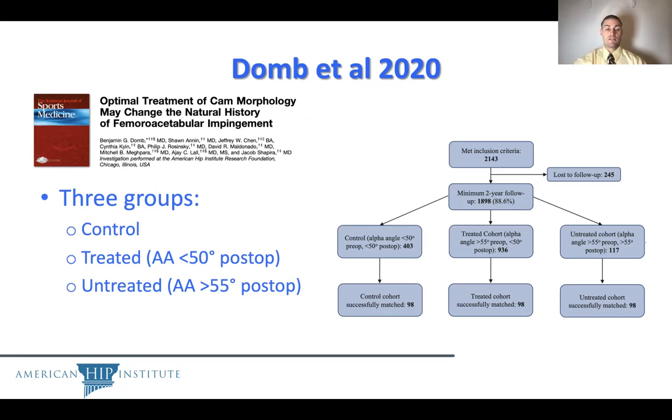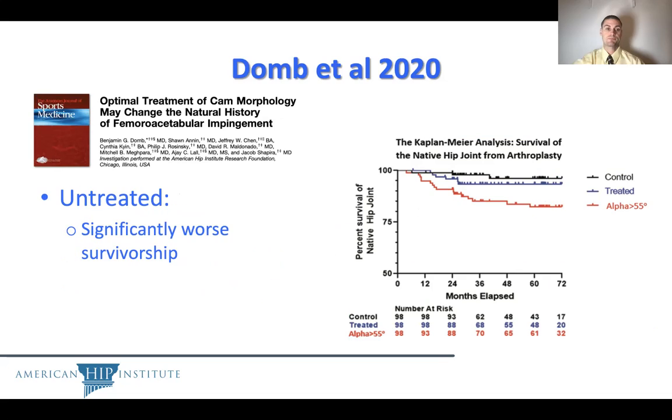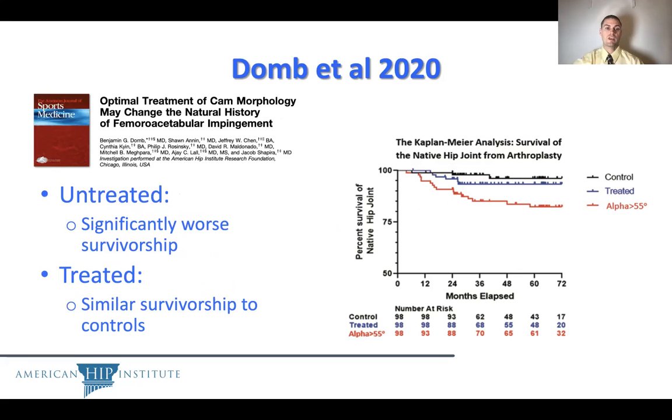Patients in our institution were divided into three groups during a retrospective review, including a control group for patients that did not have a CAM type deformity, a treated group, patients that had a CAM lesion that was adequately resected, and then an untreated group, patients that had an alpha angle greater than 55 after surgery, suggesting an untreated CAM deformity. This study found that there is significantly worse survivorship in the untreated group as seen here. Additionally, the treated group demonstrated similar survivorship to that of the controls.